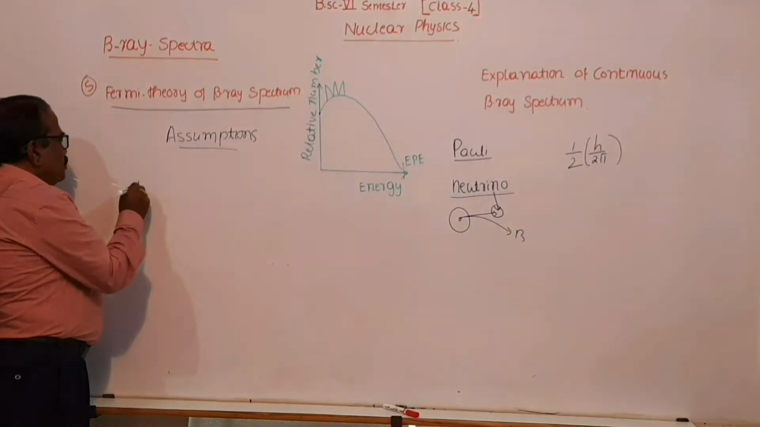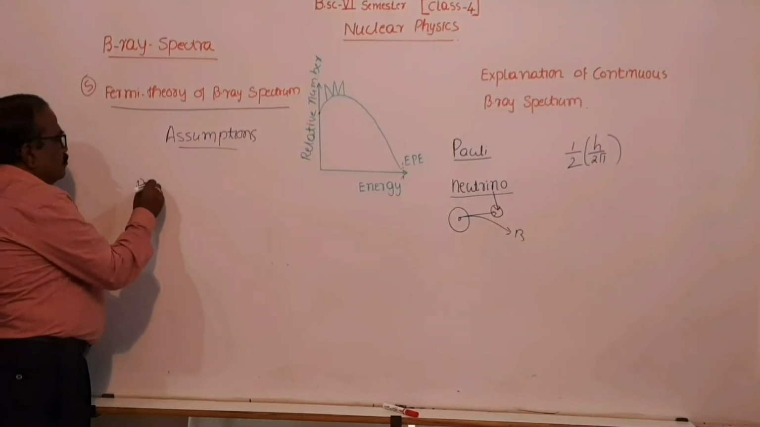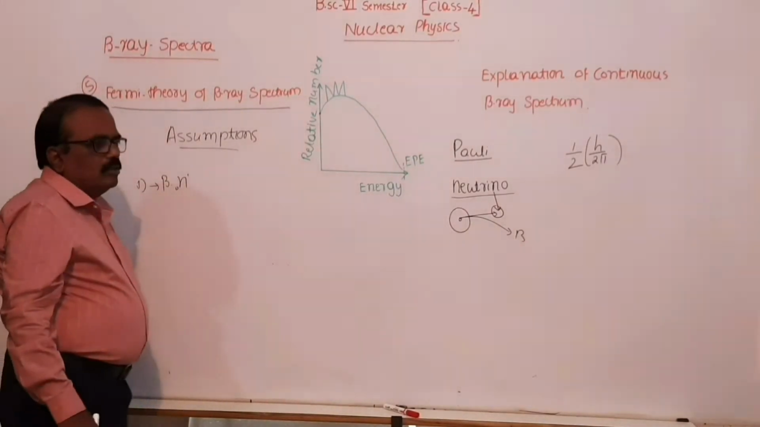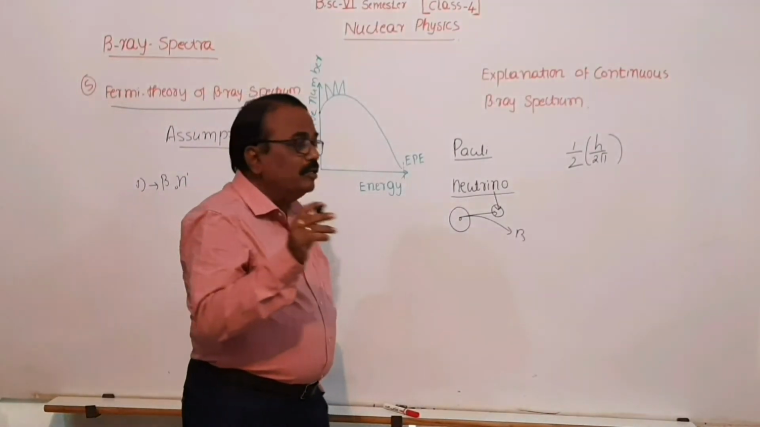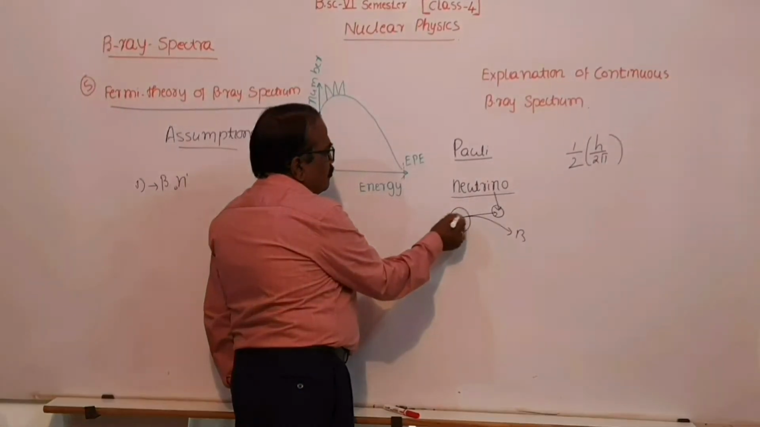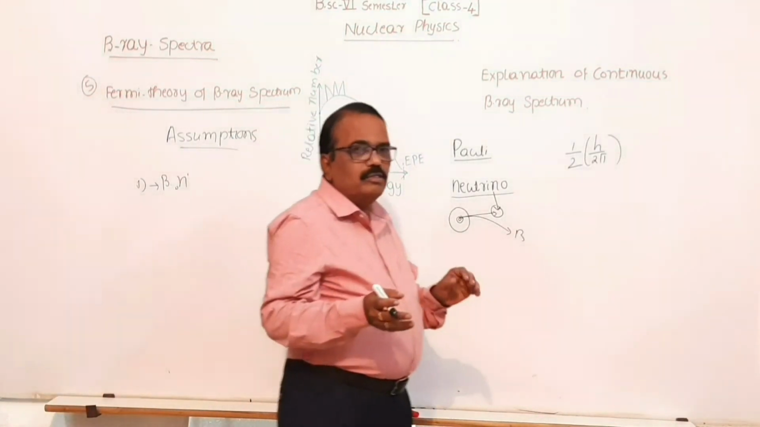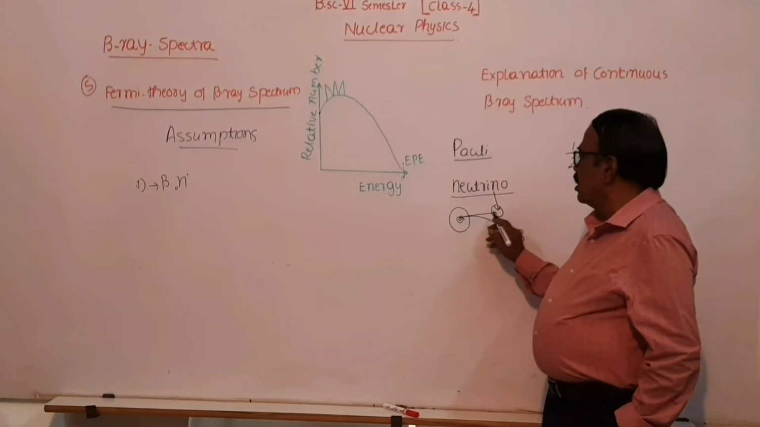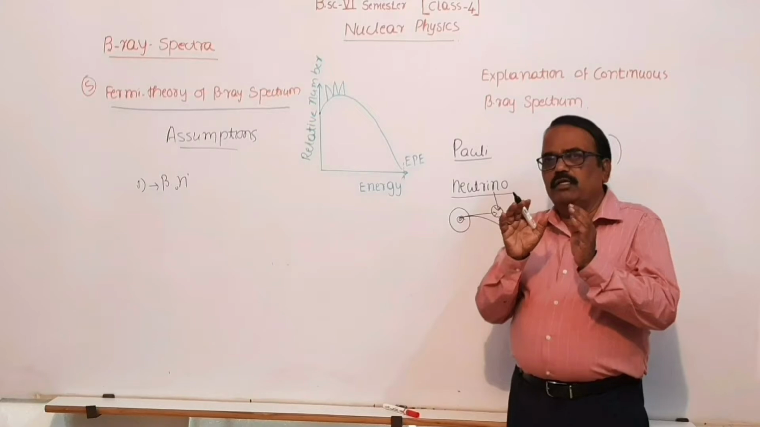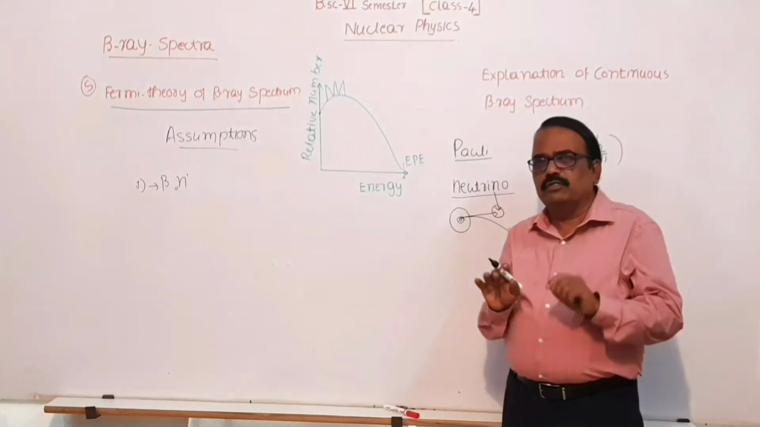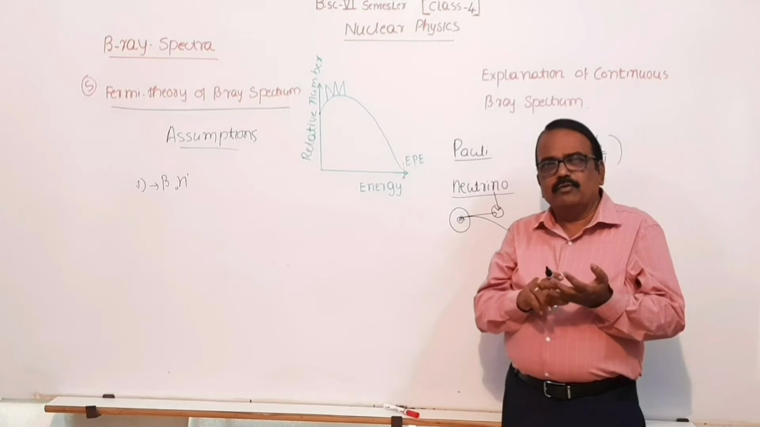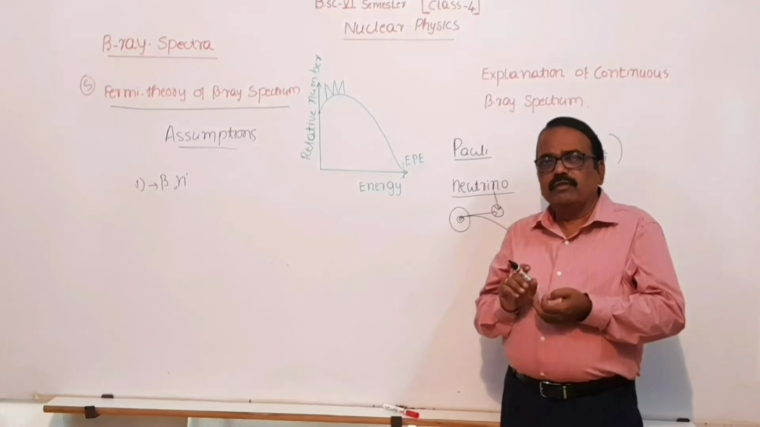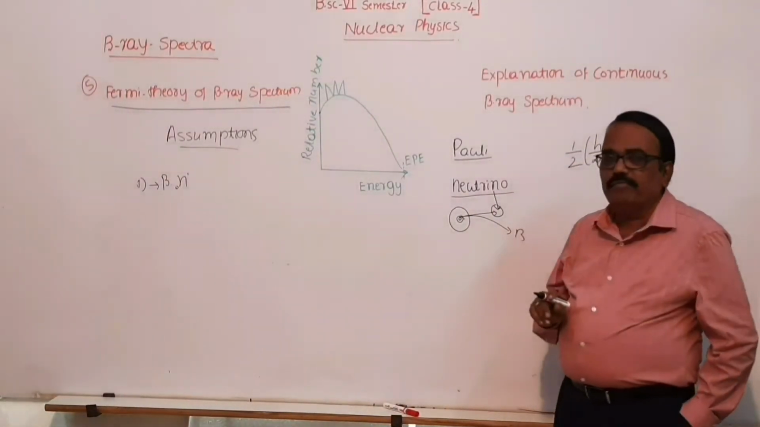So according to the first assumption, this beta particle and neutrino were not present inside the nucleus. They are just created or formed at the time of decay. Initially, they were not present inside the nucleus. Means beta particle and neutrino were not present inside the nucleus. They are just created at the time of decay.